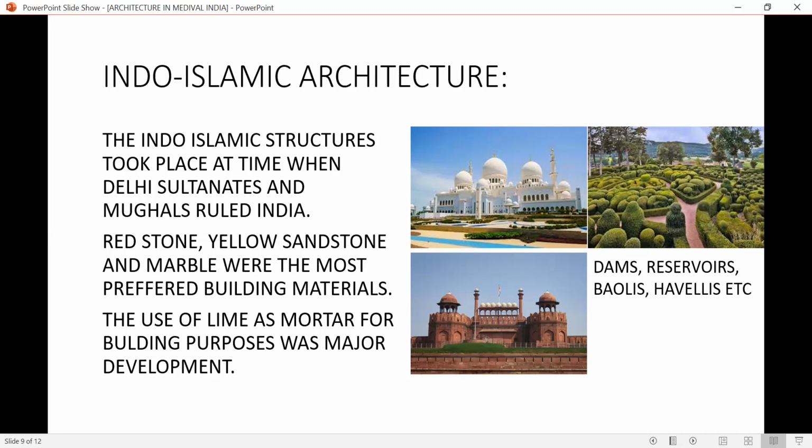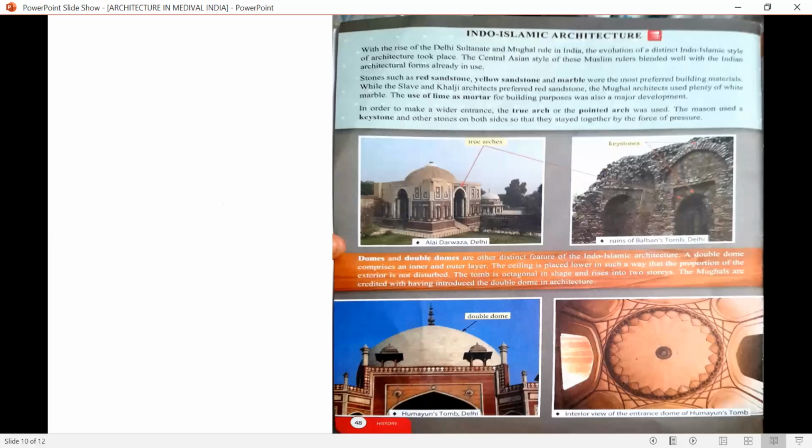Now, let me show you the true arc and the pointed arc on the screen, as they are a bit different from our book. If we go to this page and I annotate my screen, over here we can see the true arc, and over here we can see the keystones. We'll discuss keystones in a moment.